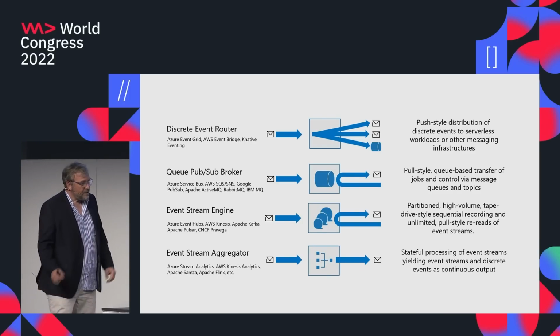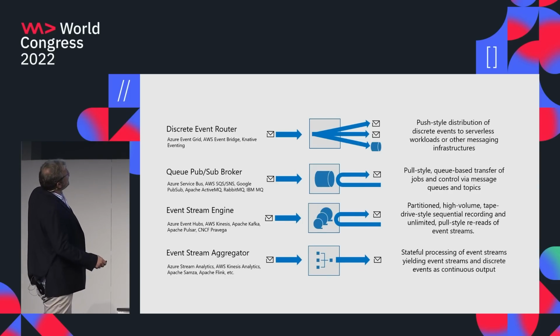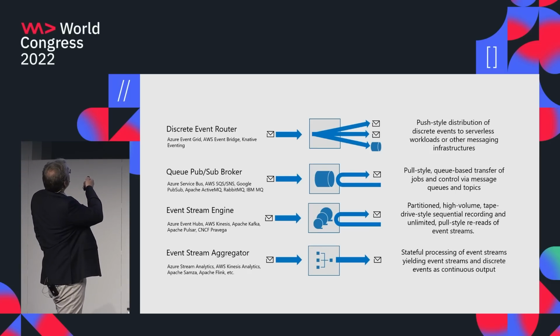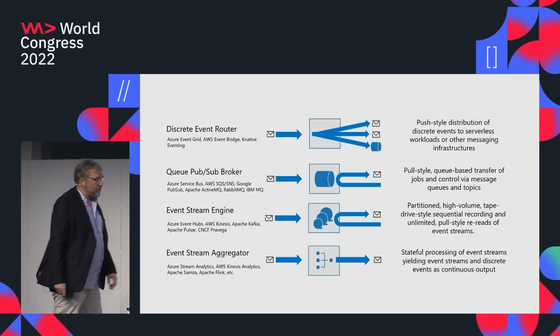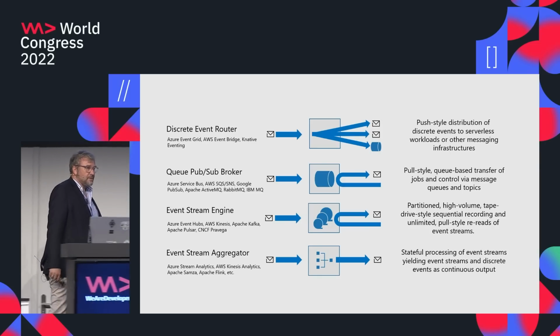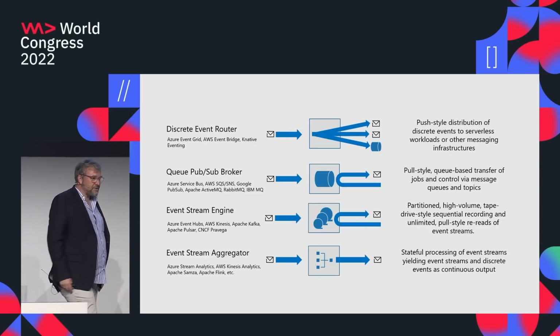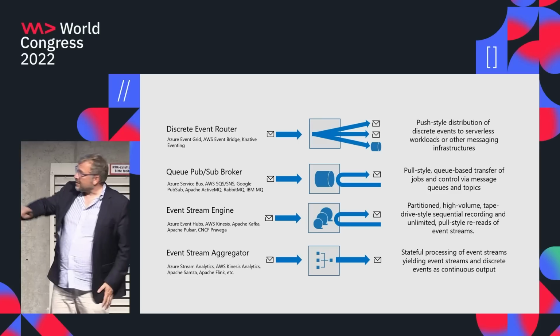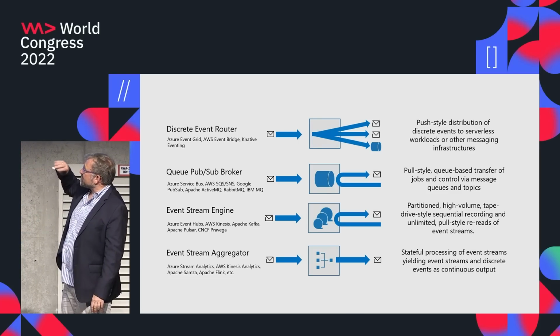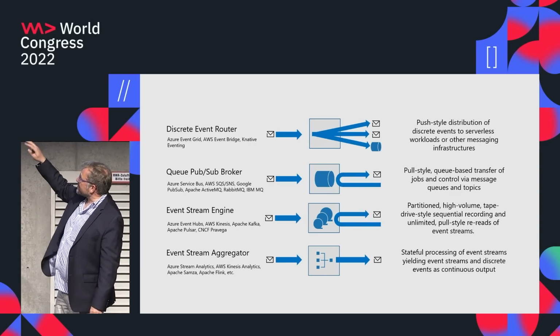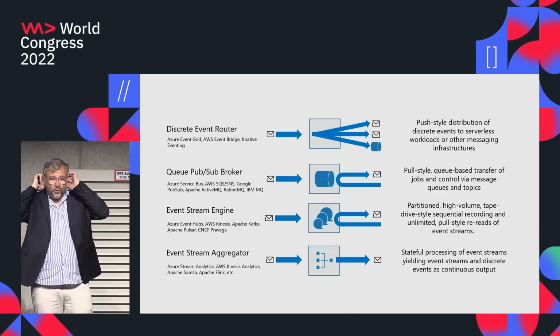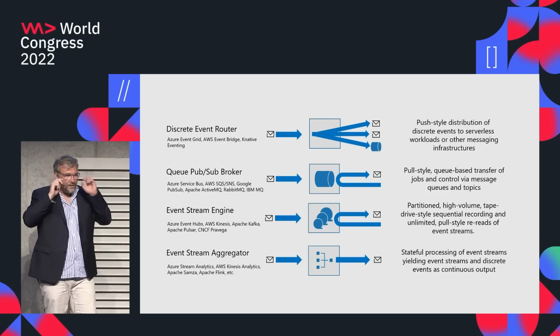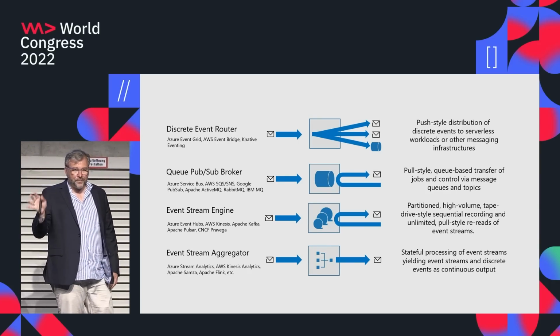So ultimately, we have multiple of these kinds of infrastructures. We talked today about queue pub/sub brokers, in particular Service Bus, AWS SQS, SNS, Google Pub/Sub, ActiveMQ, RabbitMQ. There are brothers and sisters of those, which are Apache Kafka and Event Hubs. Those are event stream brokers. And there are discrete event routers, Azure Event Grid and AWS EventBridge, which push out discrete events. Those are different and serve different purposes.